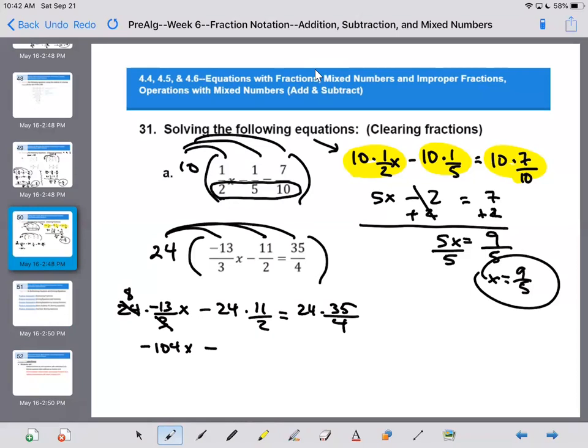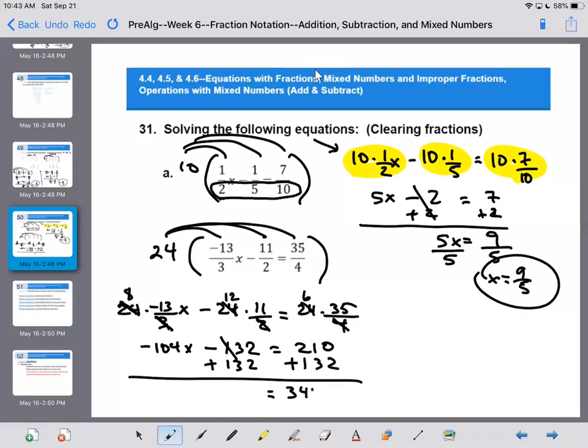I just noticed that 3 will divide 24, so I'm just simplifying in that way. 24 times 11 halves. Well, I know 2 will divide 24 12 times, and then 12 times 11 is 132. You see how sometimes when you use a larger multiple, you do create a little more multiplication, but it doesn't matter. It's all going to work out. And then 6 times 35 is 180 and 30, or 210. So again, I'm just going to add 132. And that's going to give me 342. And then 342 divided by 104 is about 3 28/100.